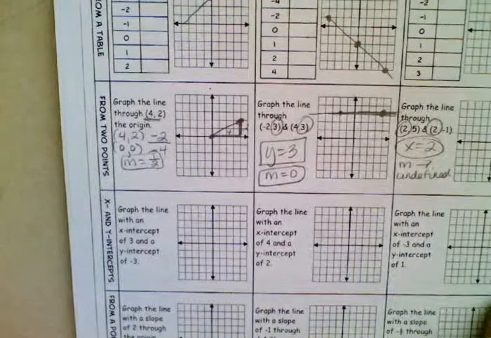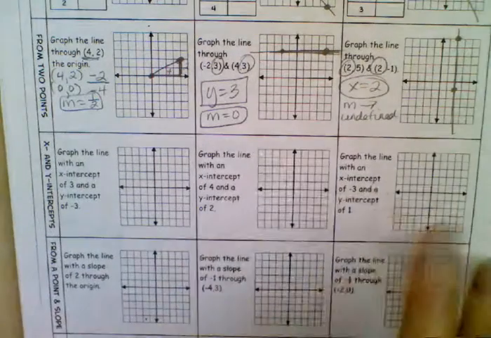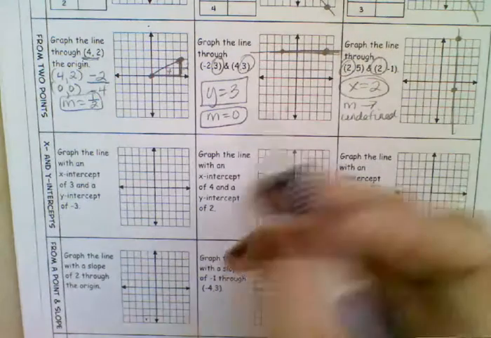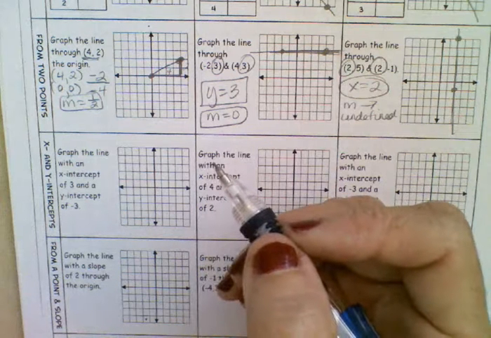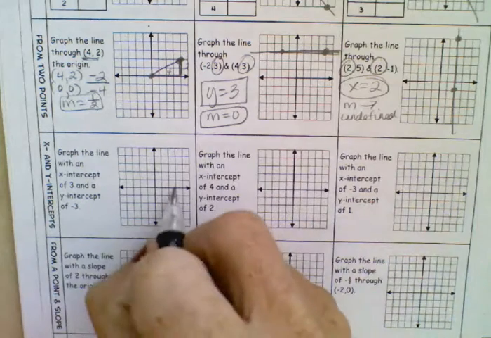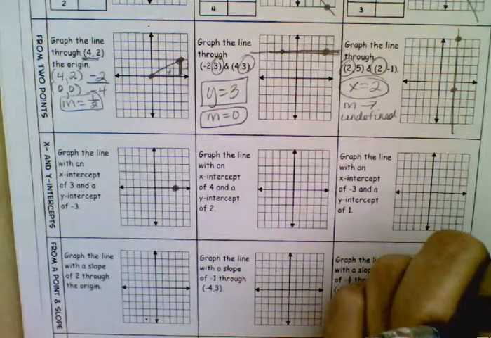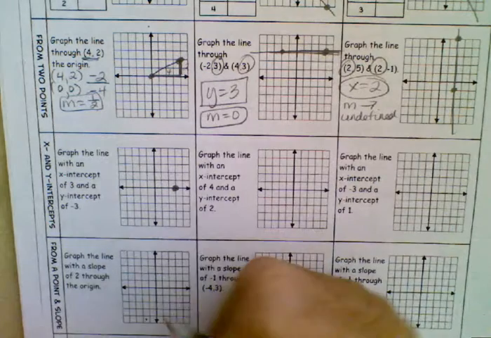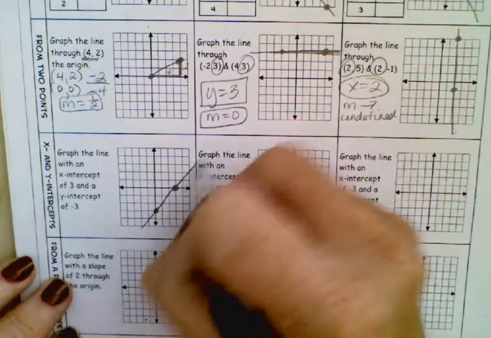Cyrus, graph the line with an x-intercept of 3 and a y-intercept of -3. So tell me where to graph those 2 points. Okay, for the x-intercept, you would start at 3. Tell me a direction. You would go right 3. Right 3. There's my x-intercept. And then for the y-intercept, you would go down 3. Down 3. Good. Excellent.